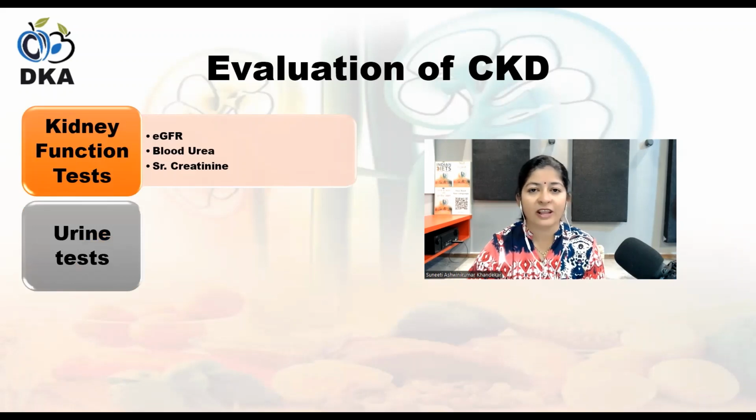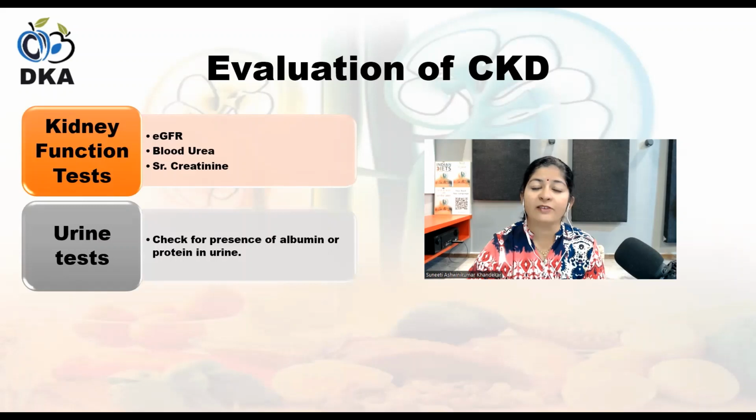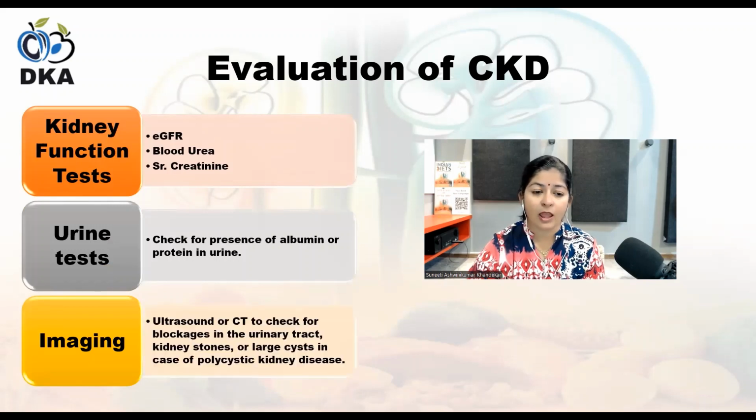Urine tests. Routine urine tests done in routine laboratories check for the presence of albumin or protein in urine. Imaging, that is ultrasound or CT, to check for blockages in the urinary tract in case of any kidney stones, or large cysts in case of polycystic kidney disease, which is the hereditary type of kidney disease. So these are the three ways in which we evaluate any patient of chronic kidney disease.